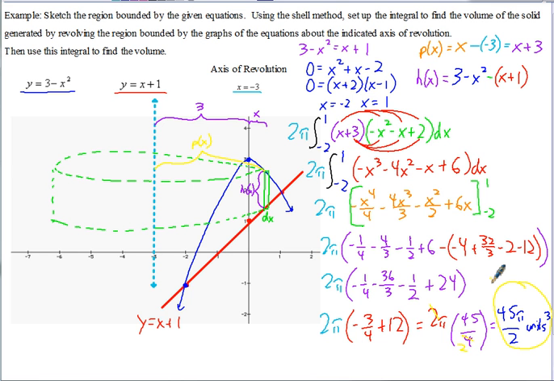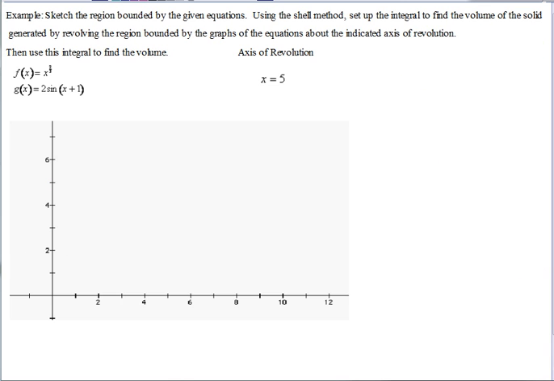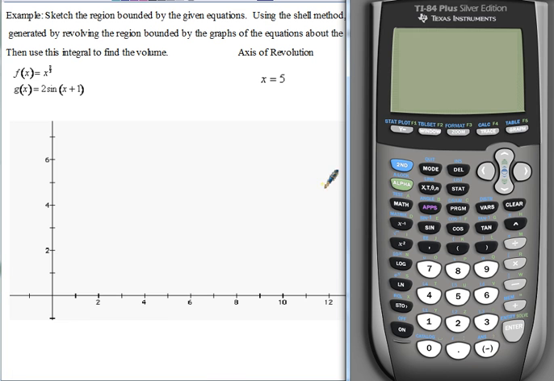All right, let's take a look at another example. This one, though, we will use our calculator on. So let's go ahead and enter those two equations in. Again, I'll start with the Y=. So clear these other ones out. And we've got x raised to the 2/3 and 2 times the sine of x plus 1.